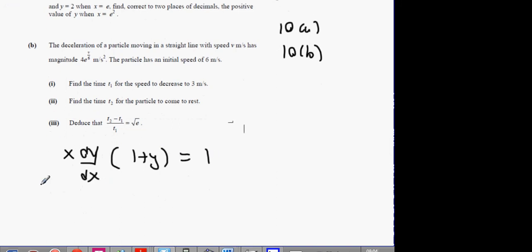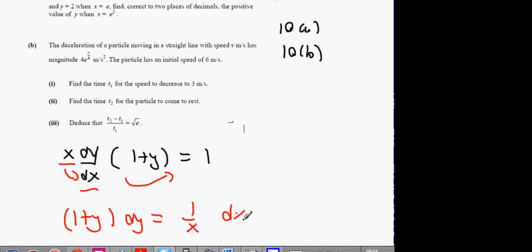Okay? Then I'm going to multiply up the dx and multiply down the x. So we're going to have 1 plus y dy, and that is going to equal 1 over x dx. Okay? So that's the first part.